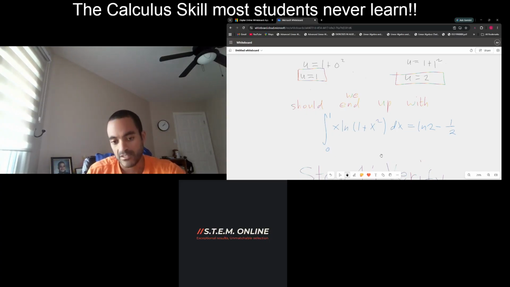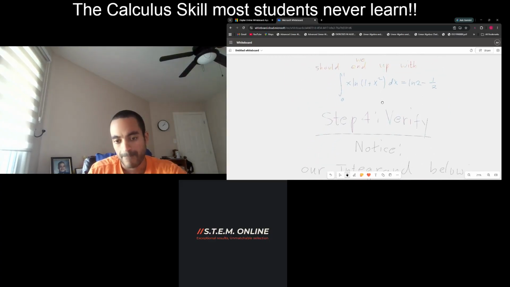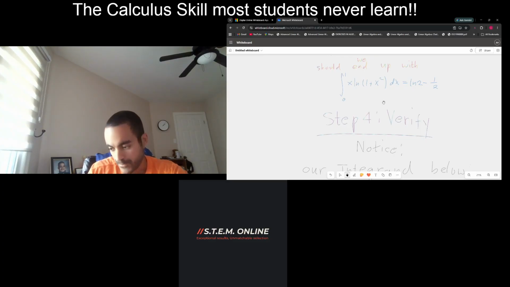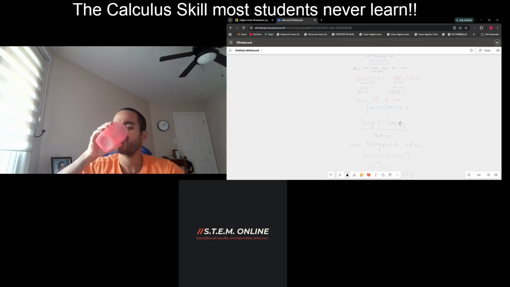So this is the integral. After integration, we get ln of 2 minus 1 half. So that's what we end up with. Now we executed, we got a result. Let's not rush to conclusions. We need to verify this result. So I want you to notice that this integral above, ln of 2 minus 1 half, is a positive answer. If you do ln of 2 minus a half, you get a positive result.